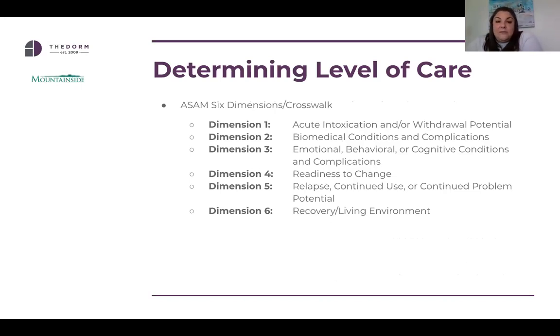Dimension 2 is biomedical conditions and complications such as high blood pressure, diabetes, a seizure disorder. Dimension 3 is emotional, behavioral, or cognitive conditions and complications, mostly referred to here in the substance abuse industry as co-occurring disorders.